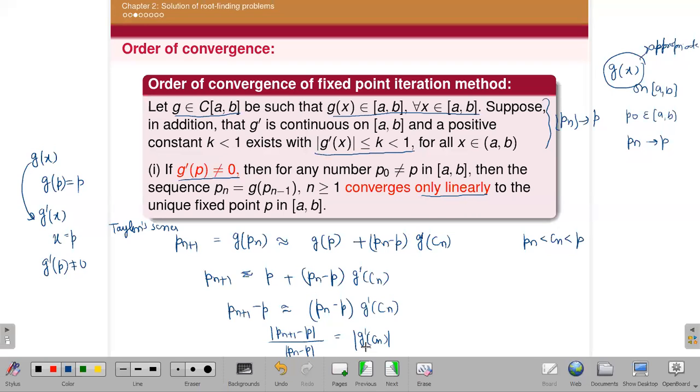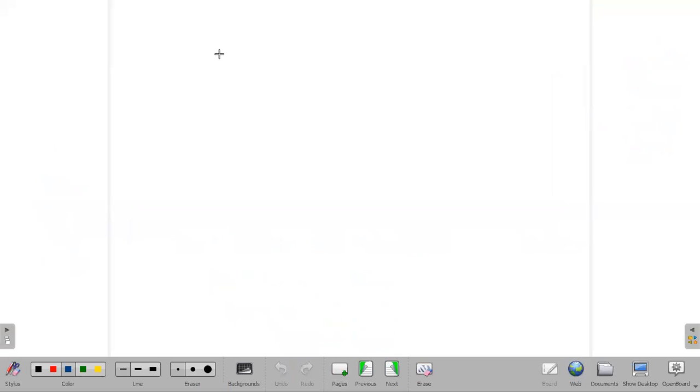So can you find this limit? If I take the limit as n goes to infinity, mod Pn plus 1 minus p divided by mod Pn minus p, here we have g dash at Cn. Can you find the limit of this sequence, g dash at Cn? And what is Cn? Cn lies between Pn and p. So now you have to find this limit only.